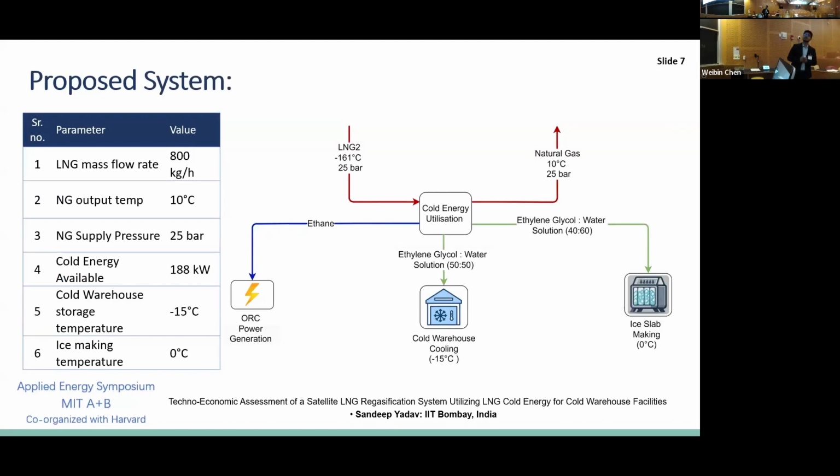Now, this is the proposed system. This system has an LNG mass flow rate of around 800 kg per hour. The cold energy available in this system is typically around 188 kilowatt. So we are using it in three applications. One is ORC power generation. Second is cold warehouse cooling, that is at minus 15 degrees Celsius. And third is ice slab making, that is happening at 0 degrees Celsius.